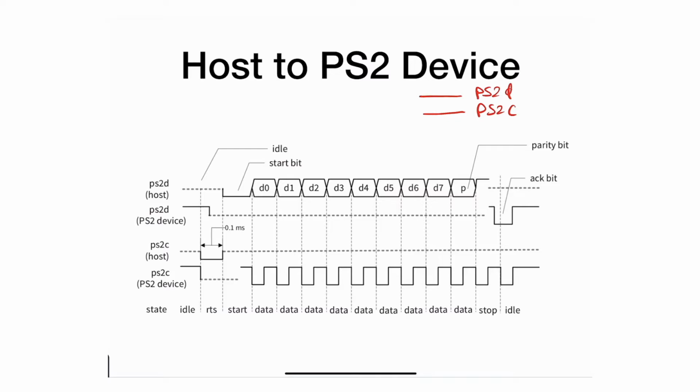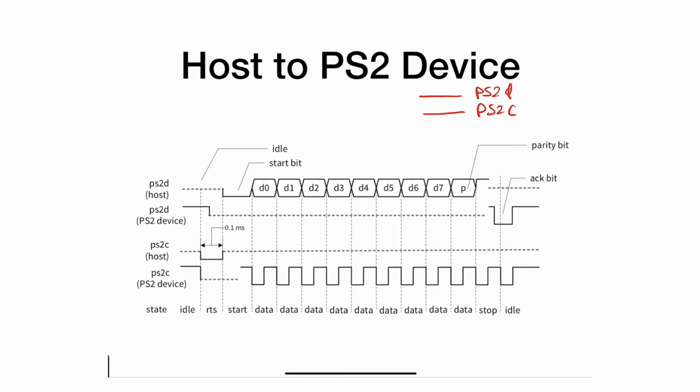And the way you do it is the host first goes to the clock and drags it to 0 for about 100 microseconds or 0.1 milliseconds. So during that time, no matter what the device is doing to the clock, it's going to be at 0 because it's connected to ground. And this indicates to the device that, okay, the host is trying to stop me from doing whatever because it wants to send me some command. We can think about it as a request to send. This is how we can actually interpret this particular signal.